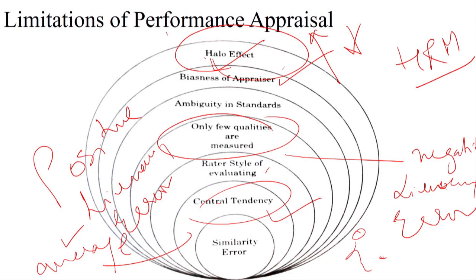And then lastly, we have got something known as the similarity error. Basically here in the similarity error, the evaluator tries to look at those qualities in subordinates which he or she himself possesses. So what does it mean? This means that if I am good at a certain thing, I am looking for that same kind of quality. For example, if I have the habit of empathy, I can empathize, so I shall be looking for that kind of empathy in the other person also.